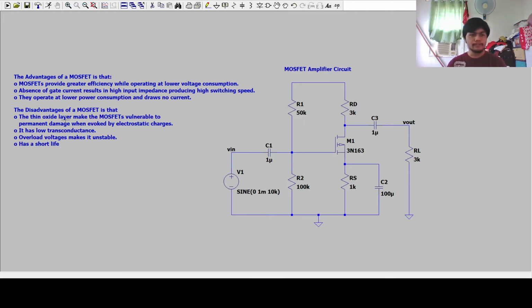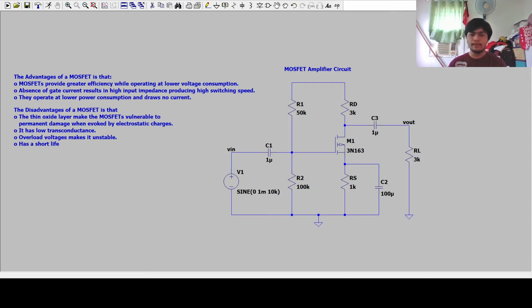For the disadvantages of the MOSFET, the thin oxide layer makes the MOSFETs vulnerable to permanent damage when evoked by electrostatic charges. It has low transconductance, and overload voltages make it unstable. Thus, it has a short life.